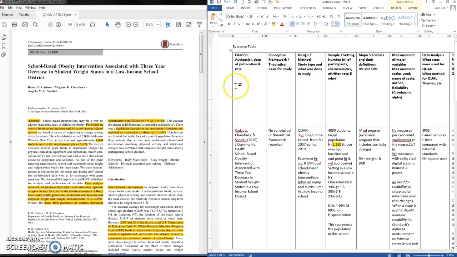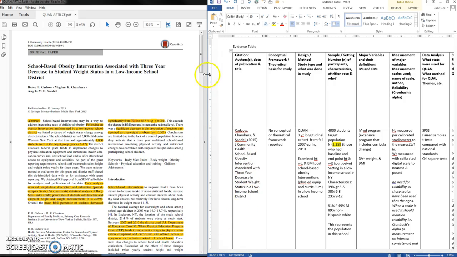So the first, I typed all this in beforehand because I'm the worst typist ever, so to save some time. The first column is about the author's date of publication and title, and all I do is cut and paste this stuff. So you see I have the three authors, their last name, the year of publication, this is the title of the journal, and then this is the title of the article.